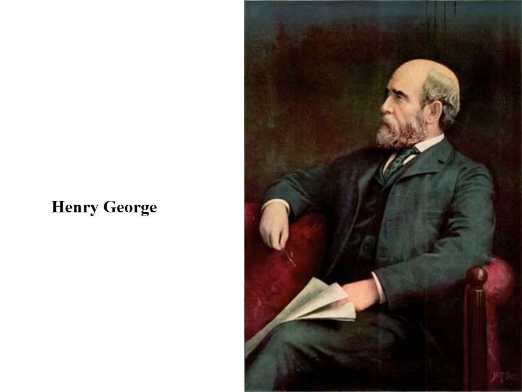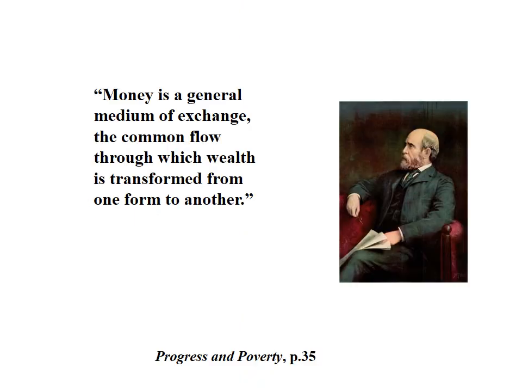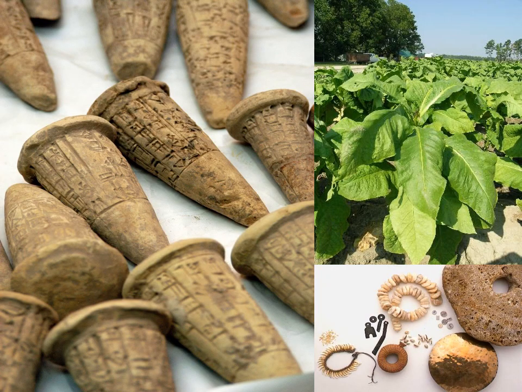Henry George offers this definition of money as he sees its role in political economy. Money is a general medium of exchange, the common flow through which wealth is transformed from one form to another. Throughout history, everything from cattle, beads, salt, barley, whiskey, and tobacco served as a medium of exchange. Commodity money circulated based on wide acceptance, scarcity, and or a high amount of labor required to produce the commodity.